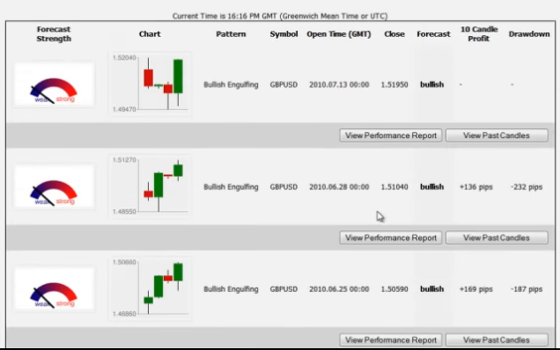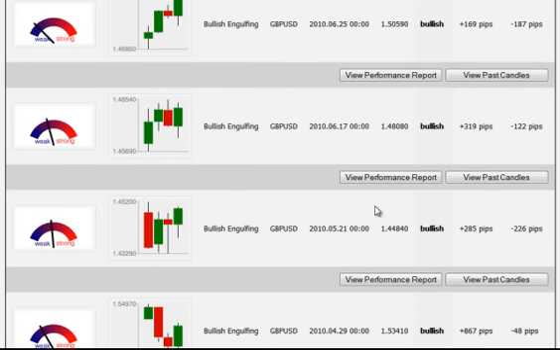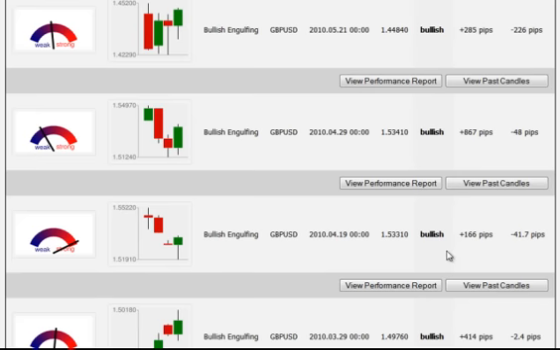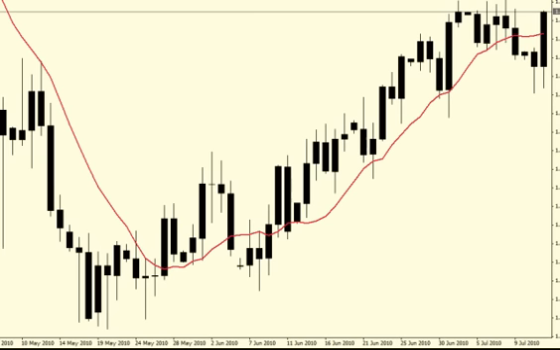Maximum, 296. I always like to view past signals just to get an idea of how hot these signals are, and we can see here 867 plus pips with a drawdown of only 50, 400 pips with a drawdown of only 2.4, 650 pips. Very strong signal. I'm going to go ahead and flip to the chart here to set up this trade.